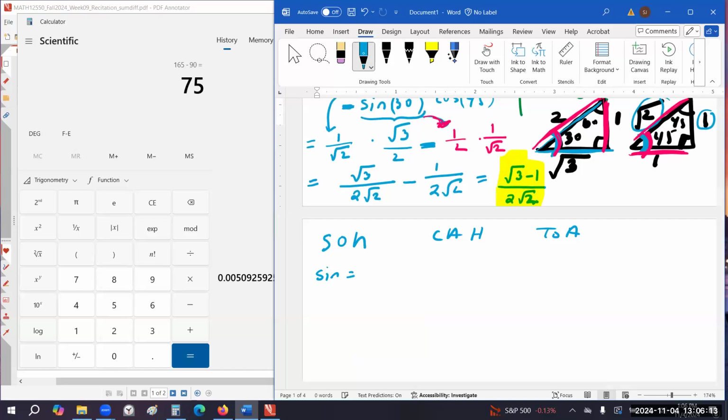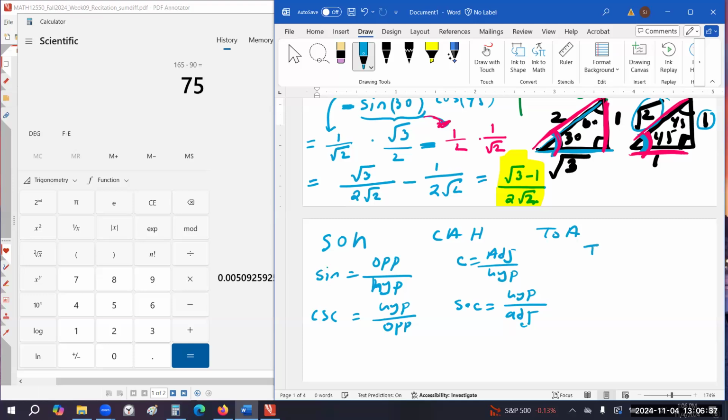It means sine is opposite over hypotenuse. That means if you're looking for cosecant, it's hypotenuse over opposite. Cosine is adjacent over hypotenuse. That means secant is hypotenuse over adjacent. Tangent is opposite over adjacent.